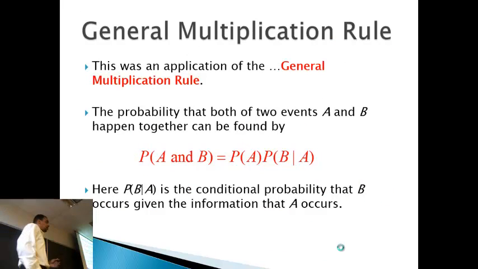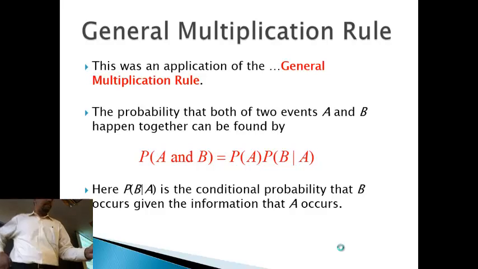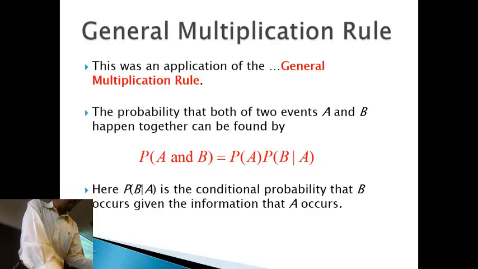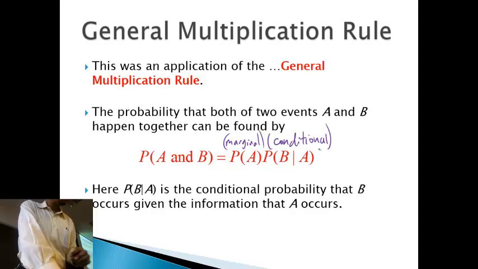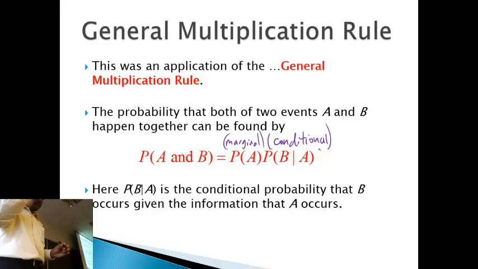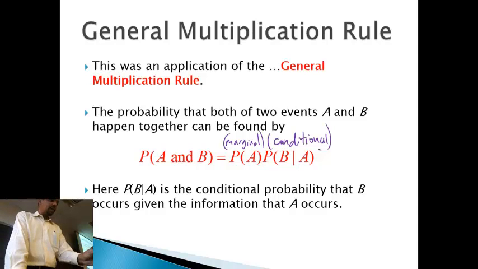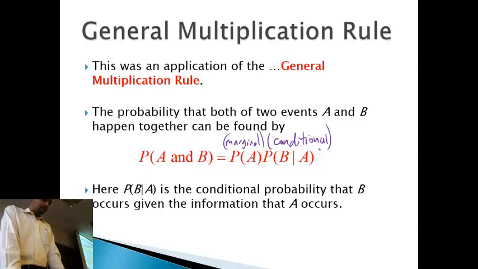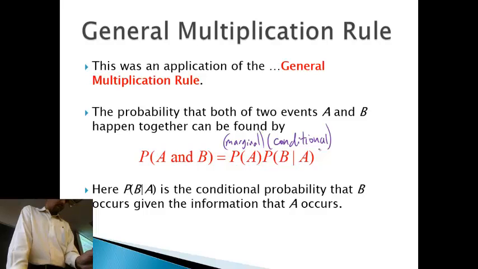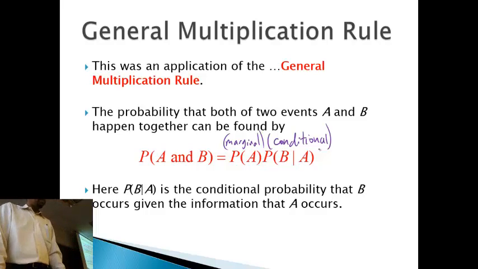So what we just worked on is the so-called general multiplication rule, where if you have two events, A and B, then you take the marginal probability and multiply by the conditional. And that's the so-called general multiplication rule. And we're saying here that B given A is the conditional probability that B occurs if we know that A has occurred also.